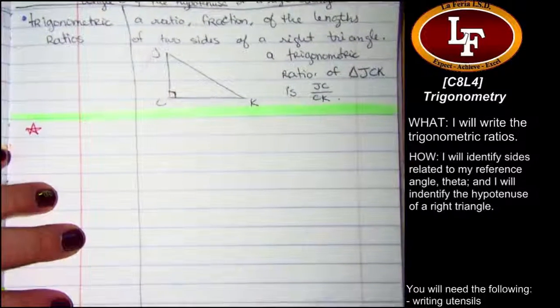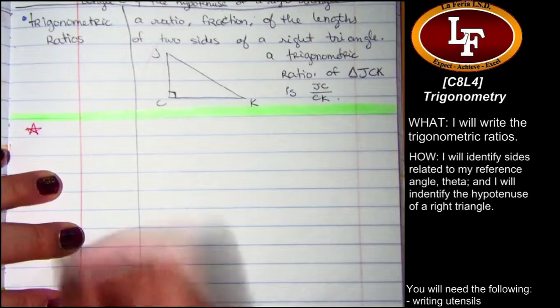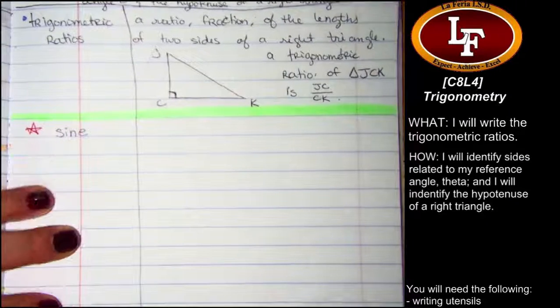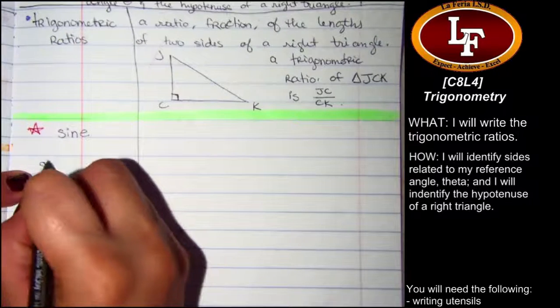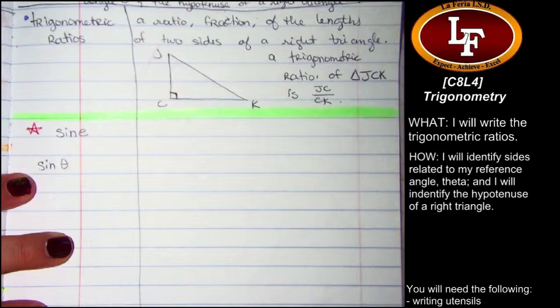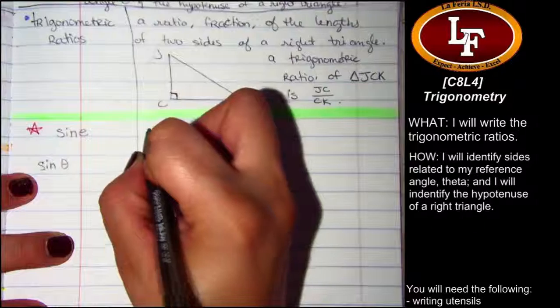The first special trigonometric ratio is called the sine ratio, and it's written this way. And it is abbreviated as sine theta. The word isn't pronounced sin, it's pronounced sine because it's just the short version of this. Opposite over hypotenuse.